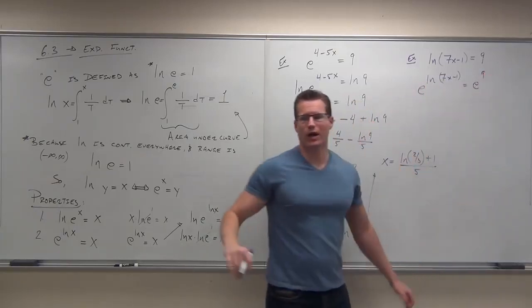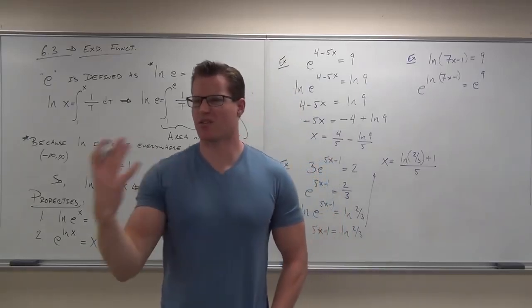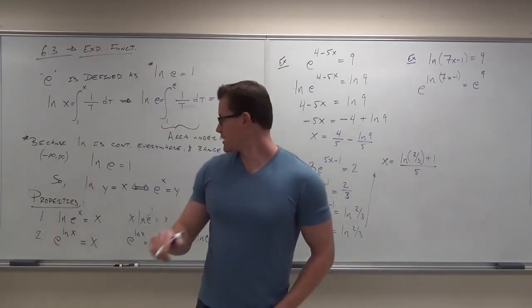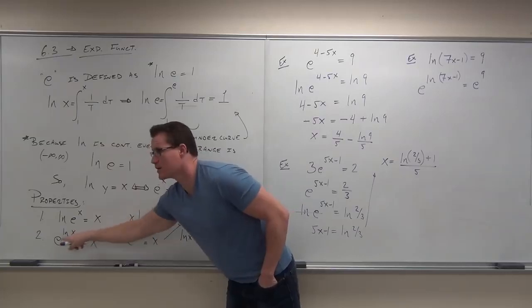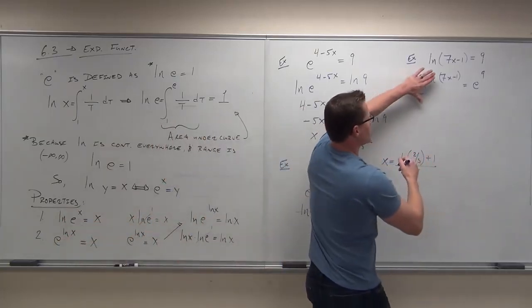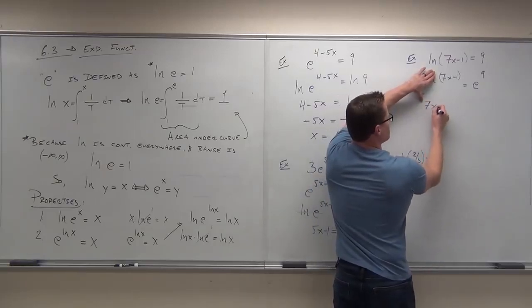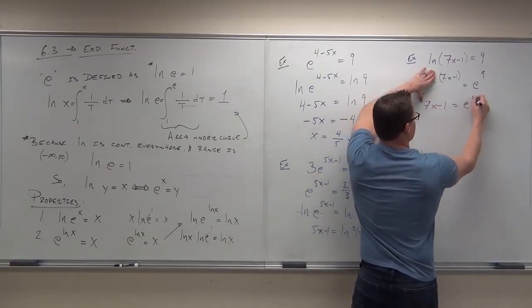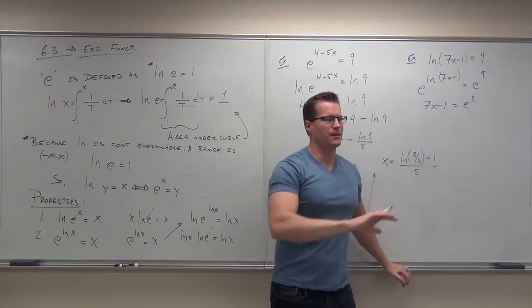Okay, left-hand side, what happens? E to the ln of whatever I have, that's this one. Whenever I have this, our expression changes just to whatever the exponent is. So in our case, these are gone. We get 7x minus 1 equals e to the 9th. After that, piece of cake.